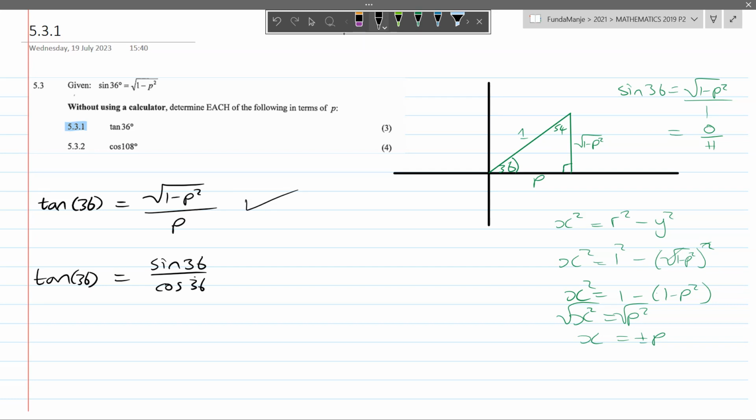But you could solve it like this. You would still get the same answer because sin 36° is what we've already been given, root of 1 minus p squared. Then cos 36° would be, if you look here, adjacent, which is p, over hypotenuse, which is 1. So p over 1, you can just write it as p. So you get the same answer in both cases.